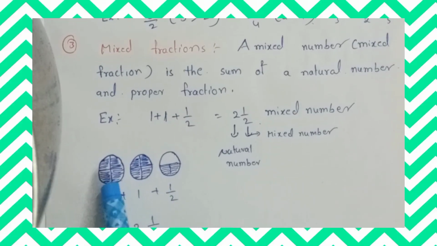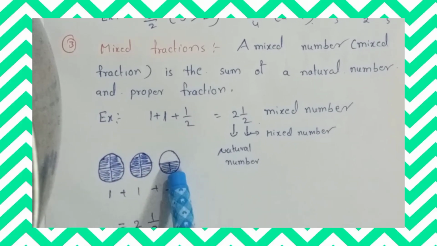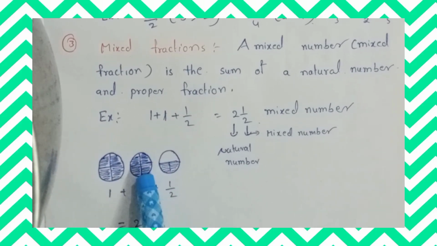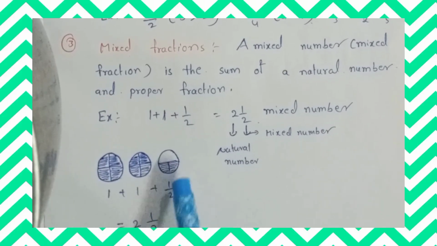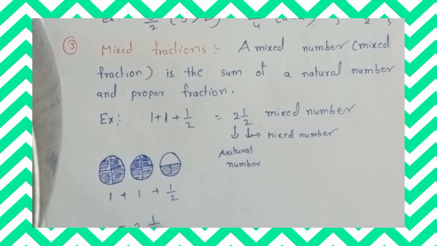Example: this is one full circle, this also one full circle, this half circle. So this is full, you show 1. This is also full, show 1. Next this is half shaded, half part is shaded, so 1/2. Then 1 plus 1, 2, and 1/2, 2.5.